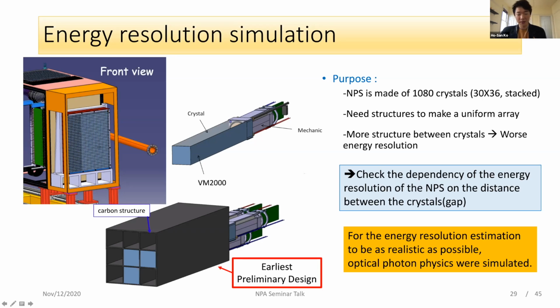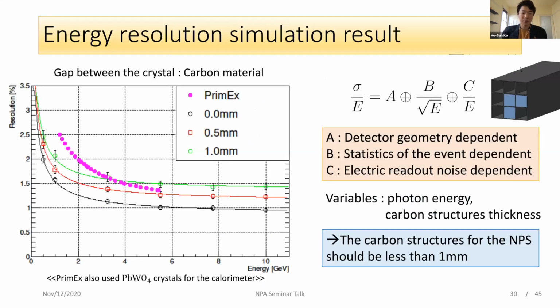So this left picture here is our earliest prototype design, where the carbon fiber is wrapping each of the crystals, the whole side surface of the crystal. And this is the energy resolution simulation result. The x-axis is the beam energy, and the y-axis is the resolution in percent units. And each dot represents the energy resolution.